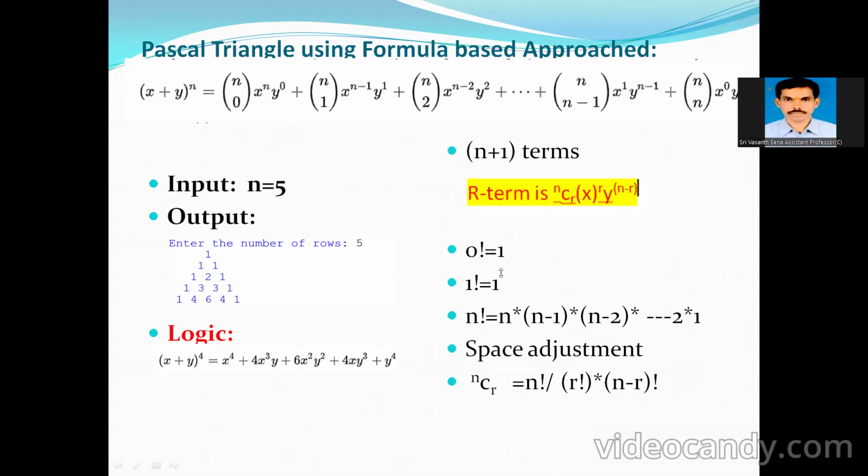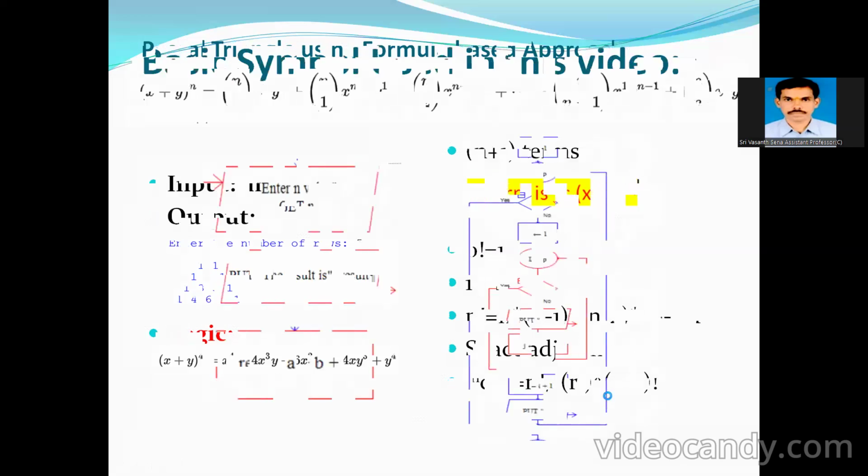Here these are important terms: totally this equation contains n plus 1 terms. The r-th term becomes nCr x to the power of r y to the power of n minus r. 0 factorial value is 1, 1 factorial is 1, n factorial becomes n into n minus 1 into n minus 2 and so on up to 2 into 1. So we need to think about the space adjustment. Then nCr is equal to n factorial by r factorial into n minus r factorial.